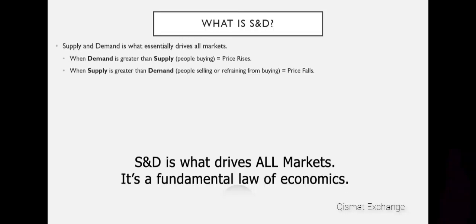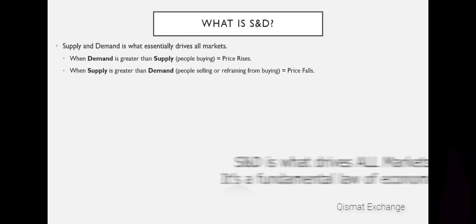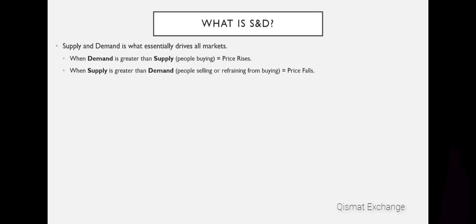Not only the Forex market, not only the stock market, every market, like eggs, bread, oil, whatever. When demand is greater than supply, which means that people buy that stuff, people want that stuff, prices are automatically gonna rise. And when supply is greater than demand, which means that people are either selling or they refrain from buying because price is too expensive, then price will automatically fall, right? And this happens in every market.